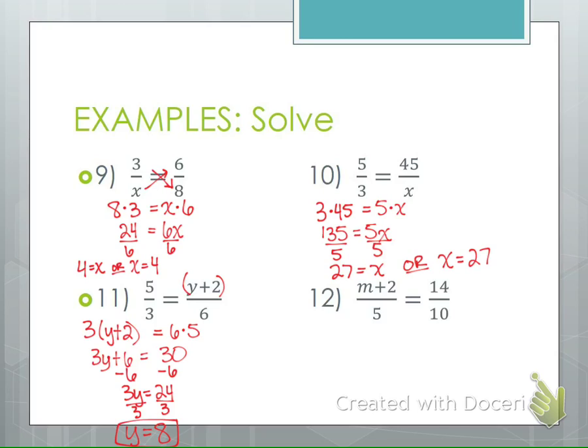So on number 12, we have to do the same kind of thing here. What's one of my cross products? 10 times m plus 2. Good. 10 times m plus 2. And I'm putting that m plus 2 in parentheses so that I remember to distribute on my next step. What's on the other side? 5 times 14, which is 70. We have to remember to distribute that 10. So what do we get when we distribute? 10m plus 20 equals 70.